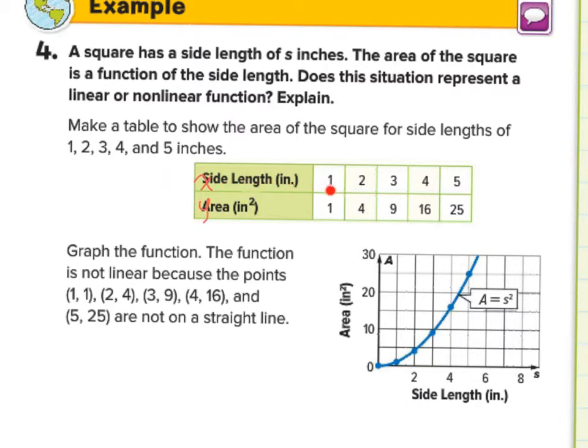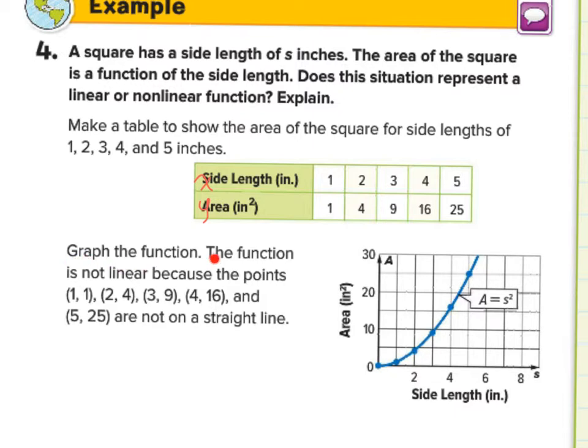If our side length is 1 inch, 1 times 1 equals 1. If the side length of a square is 2 inches, the area will be 2 times 2, which is 4. If the side length is 3, 3 times 3 would be 9. If the side length is 4, 4 times 4 would be 16 square units. And if the side length is 5, 5 times 5, which is area equals length times width, would be 25 square units.